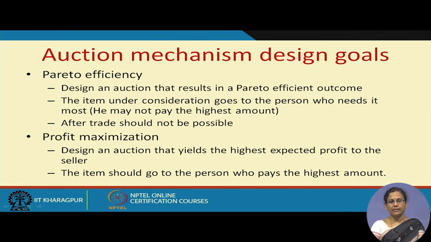Now, while designing an auction mechanism, what is a mechanism? A mechanism is about deciding the rules of the game. An auction is considered as a game.